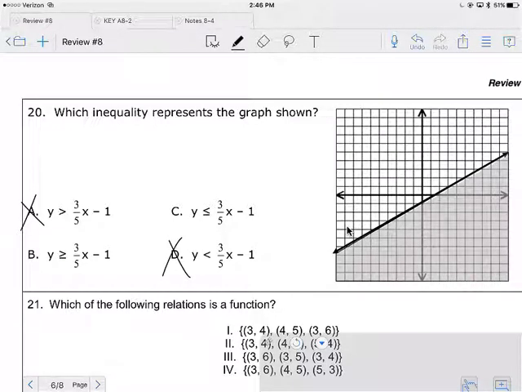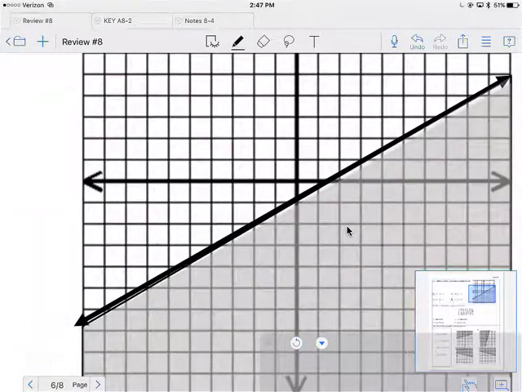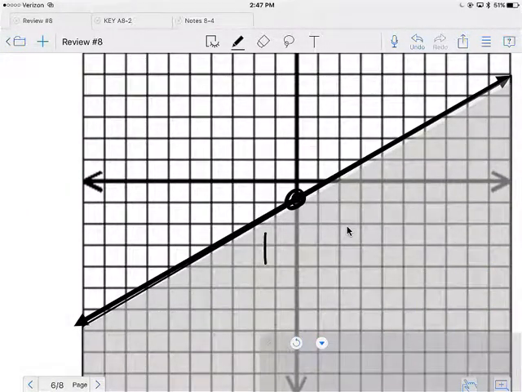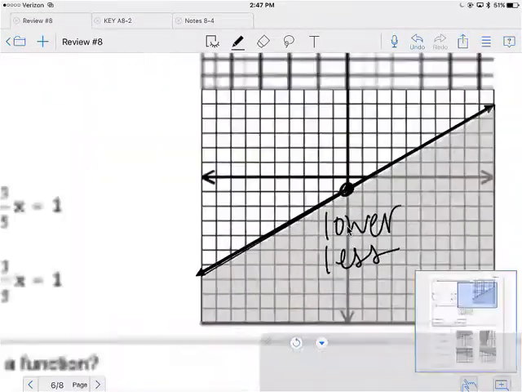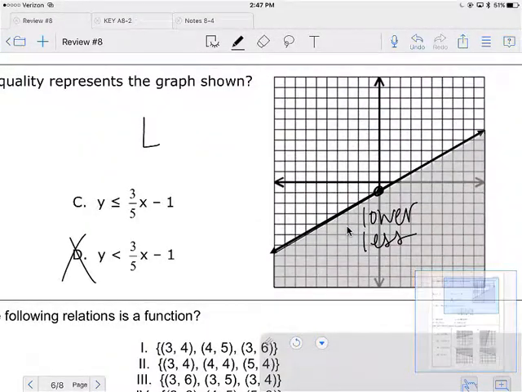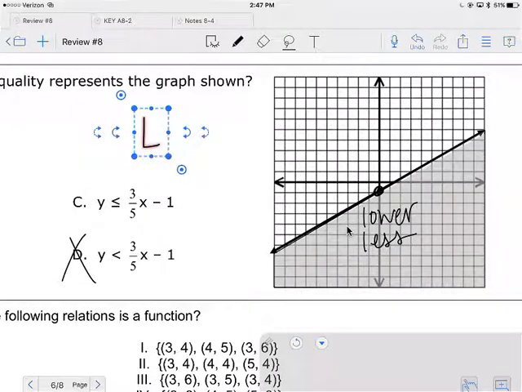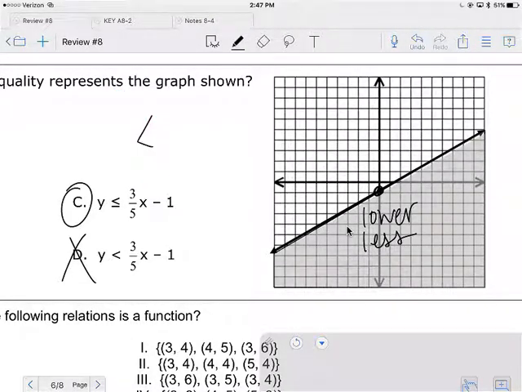And then I need to see where my shading is because my slope is exactly the same. The only thing changing from B to C is my shading. So this one starts at -1 and goes lower or underneath. Another word for lower is less than. Remember that for an L for less than, if you circle it and you make it just a little bit like that, that is a less than sign. So C would be a less than sign.